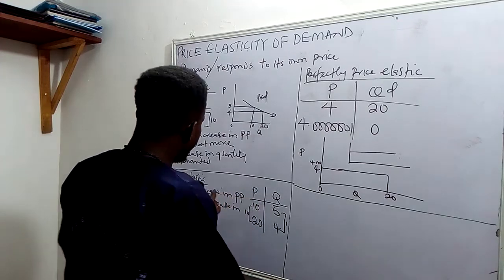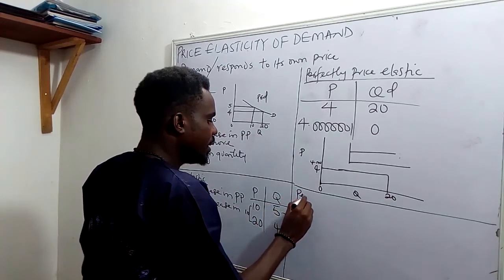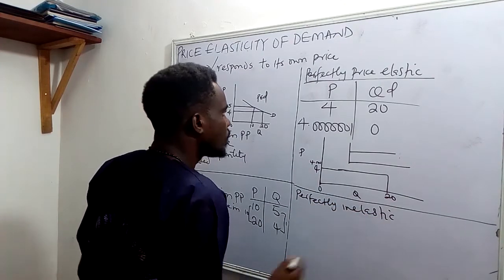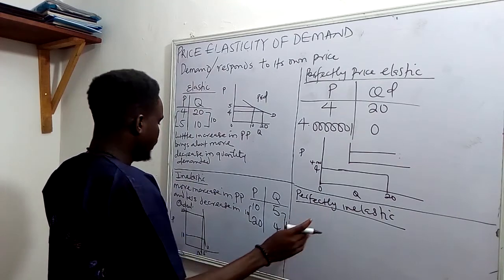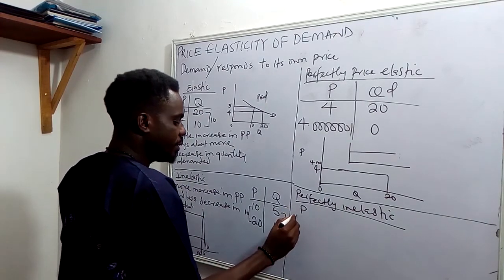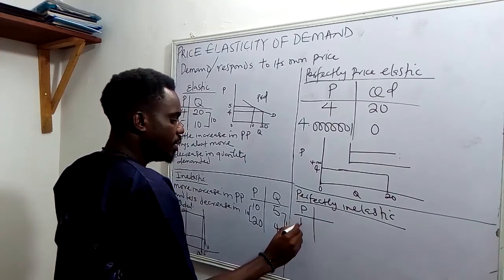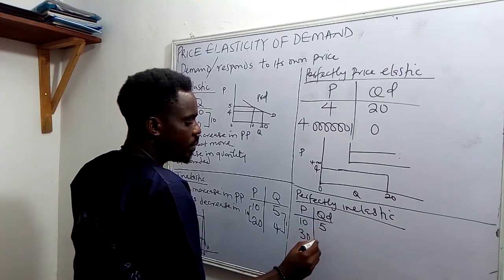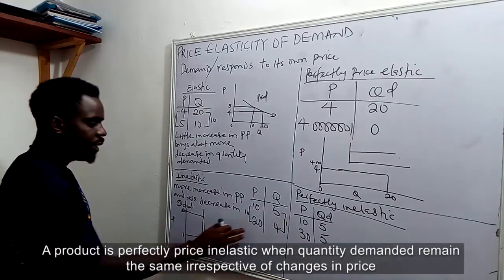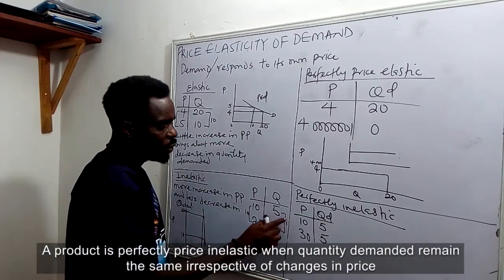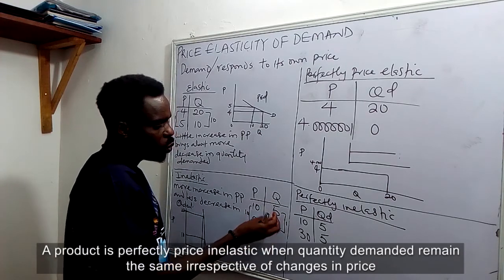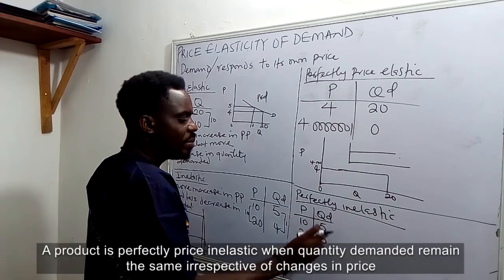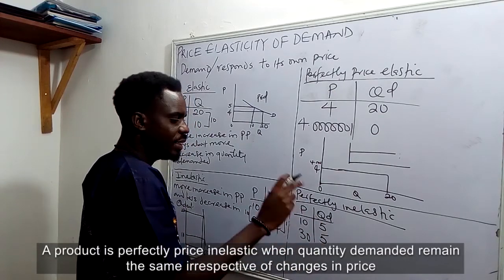So the extreme case of inelastic is perfectly inelastic. For perfectly inelastic, irrespective of an increase in price, let's say 10 to 30, the quantity demanded will remain the same, 5, which is the extreme case of this. Here we have minimal drop in quantity demanded, that's little drop in quantity demanded. However, we have zero drop in quantity demanded, that is, demand remains the same if the product is perfectly inelastic.